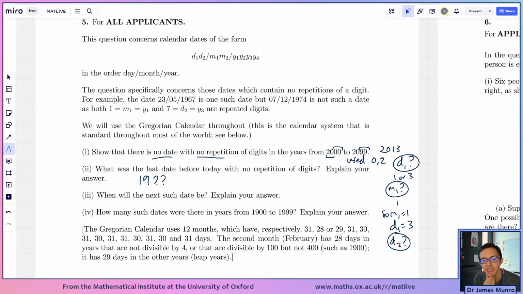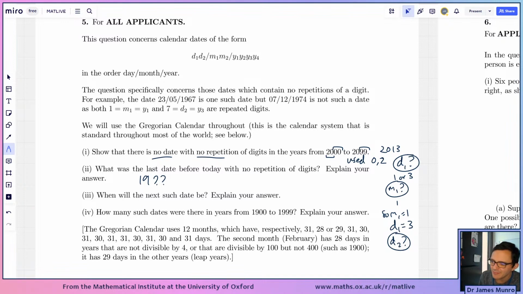Chat's faster than me. Anonymous person says look at M2. M2 would have been a quicker way of doing that, because looking at M2, yeah, if M1 is 1, then we're in October, November, or December, and we already used 0, 1, or 2. That's quicker. I like that. Quick solution.